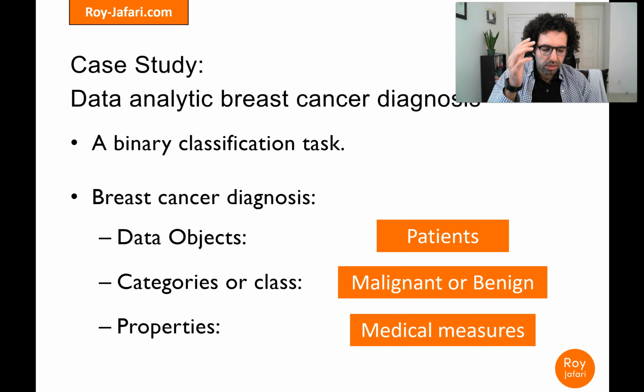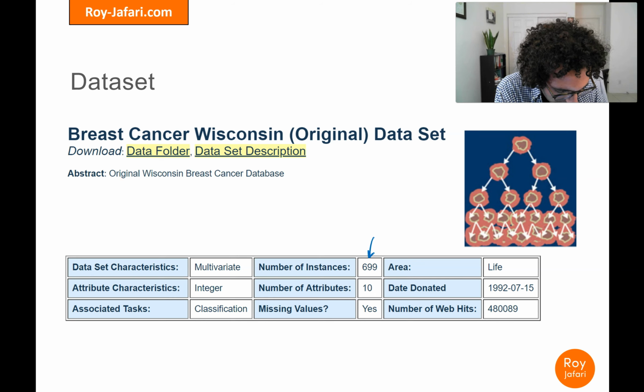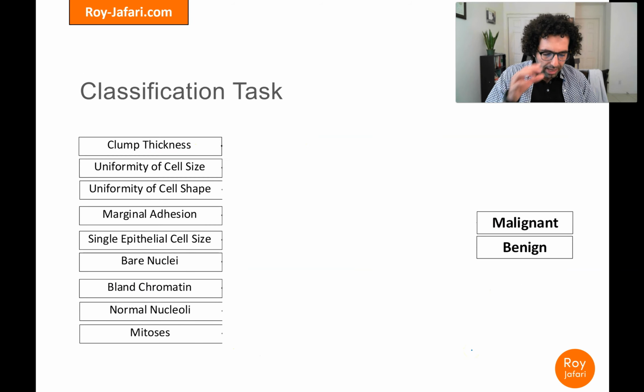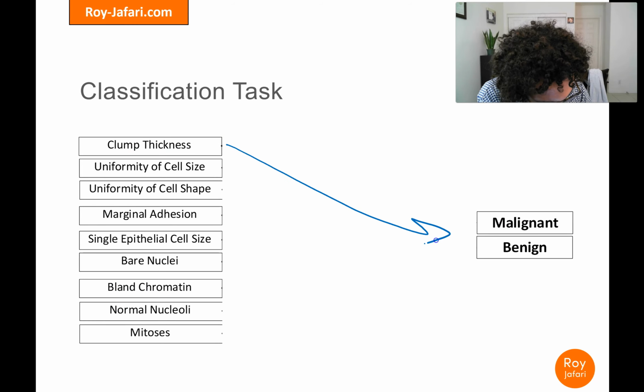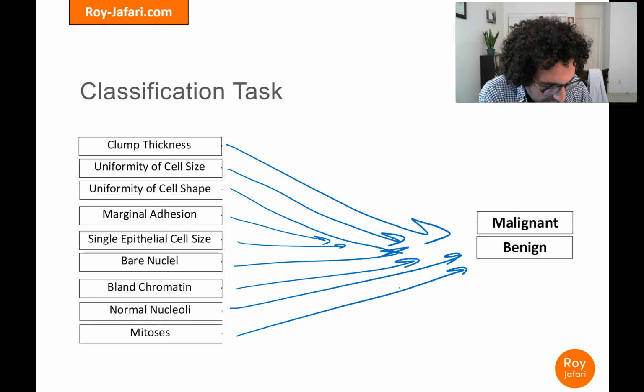So we go back to our case study. We want to do a binary classification of breast cancer diagnosis. We want to basically classify if our patients are malignant or benign. I've used the famous Breast Cancer Wisconsin dataset, which has 699 data objects, and it has 9 independent attributes and not 1. So as a classification task, this is what we want to achieve here. We want to connect our independent attributes to our dependent attribute, right?